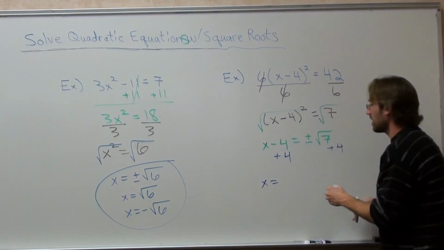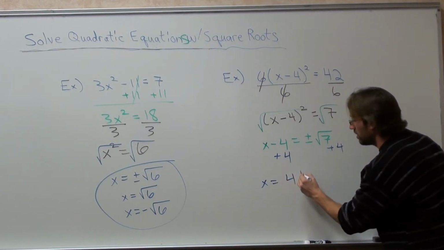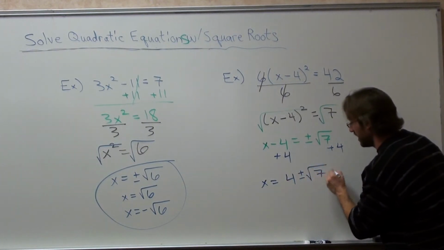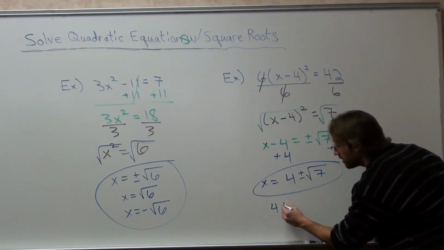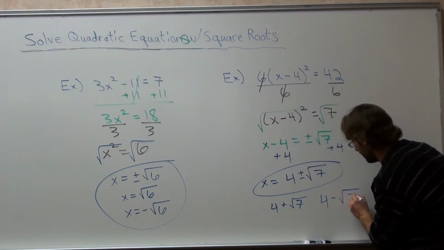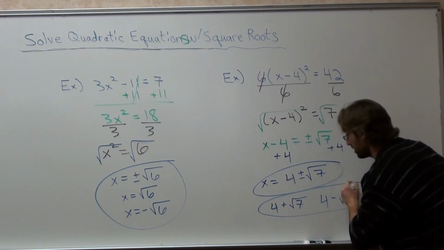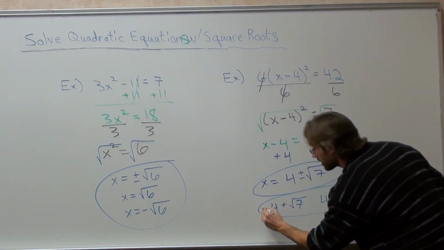X equals, so what I want to do is put the 4 before the square root sign. So it's 4 plus or minus root 7. That's the answer. Or you can write 4 plus root 7 and 4 minus root 7. You can write the answers like this or like this. Either way.